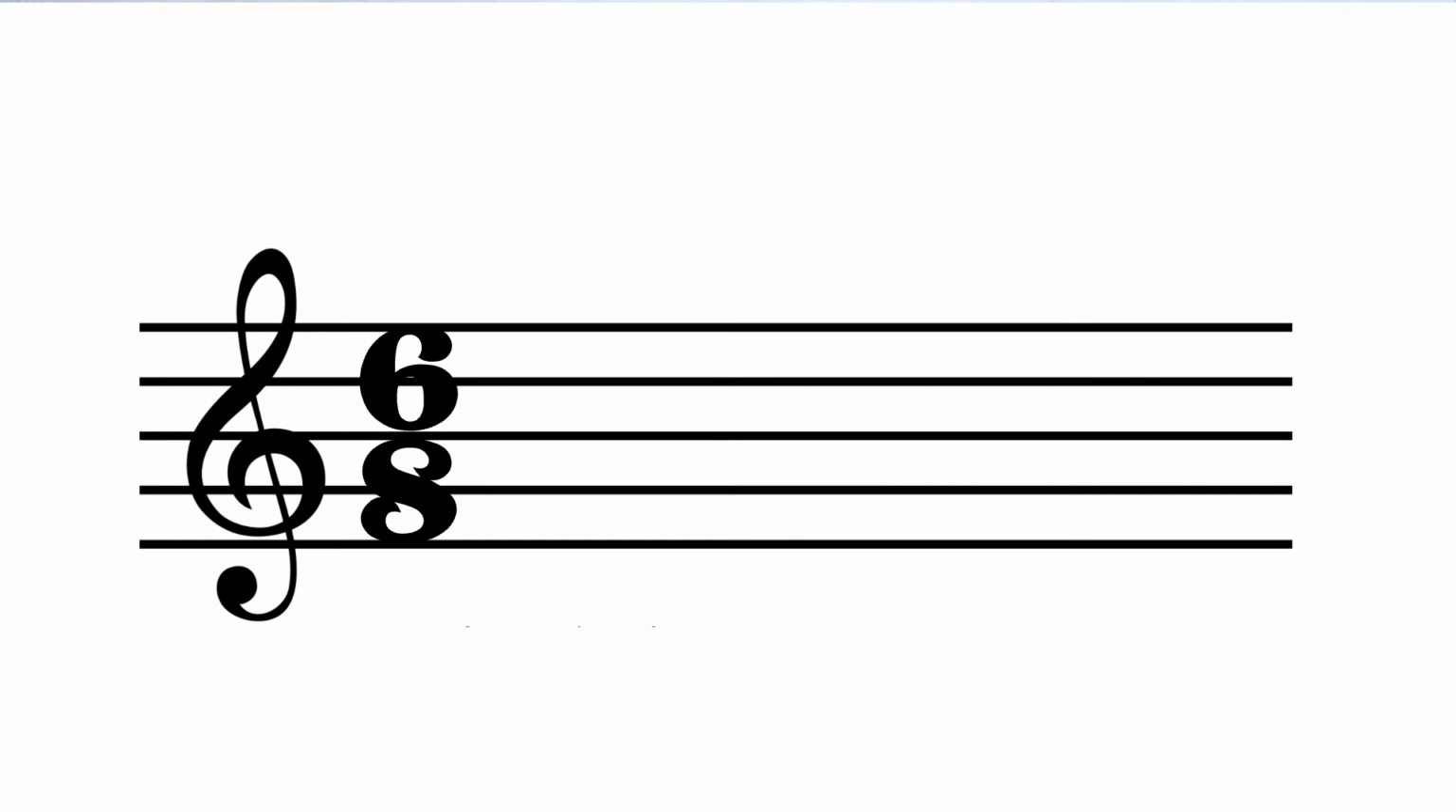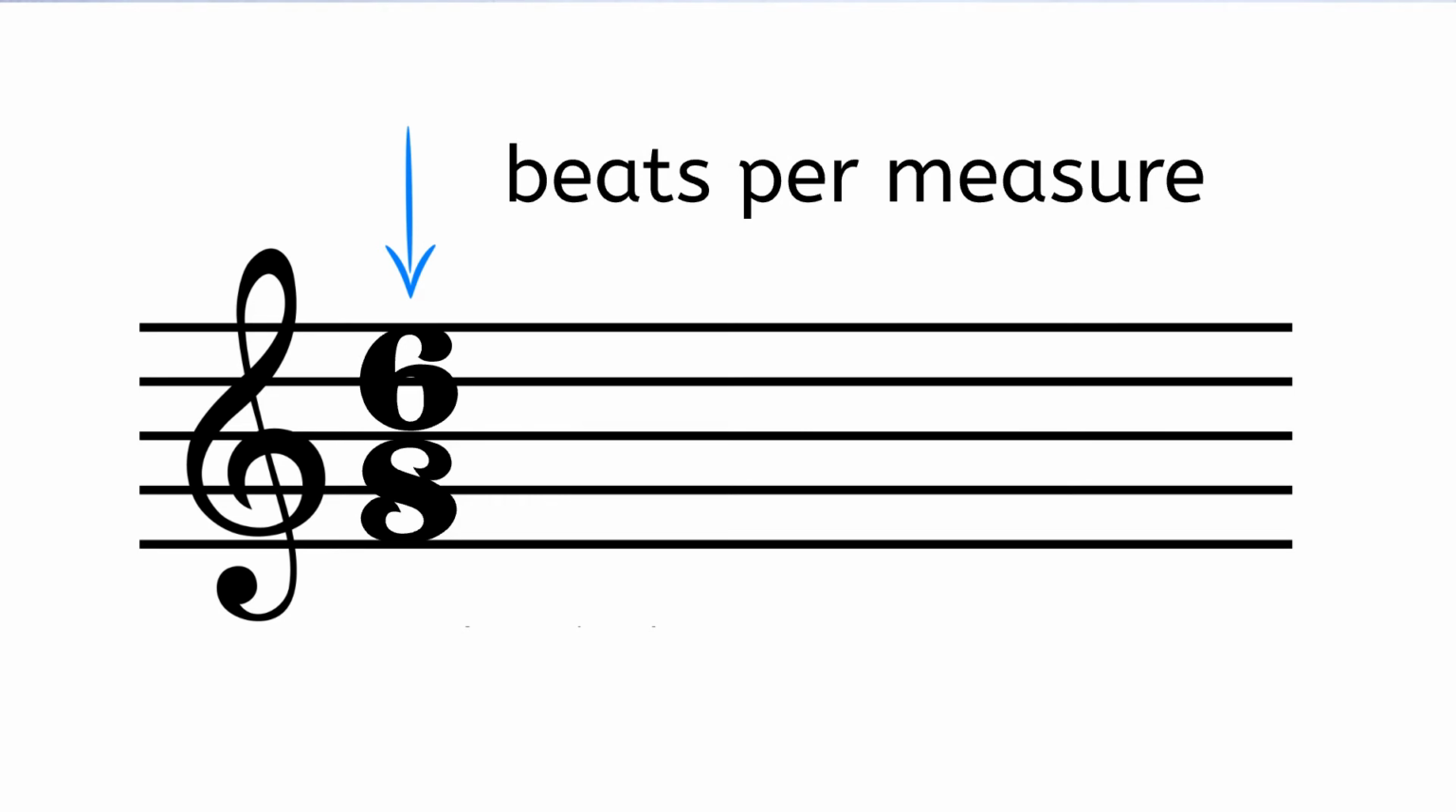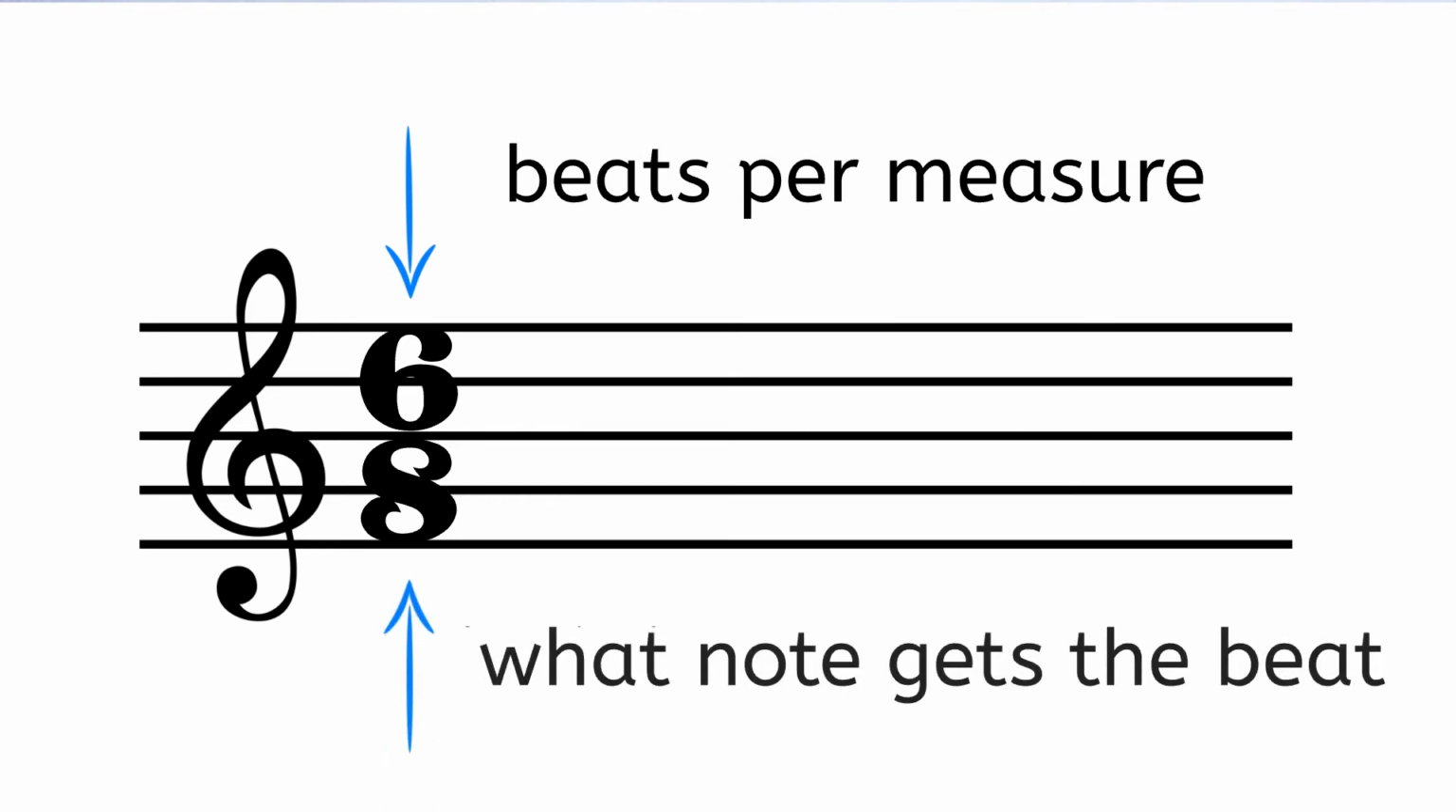It consists of 2 numbers. The top number tells you how many beats there are in one measure. The bottom number tells you how long each of these beats are. Here are some examples: 4/4, 3/4, 6/8, or 2/2.